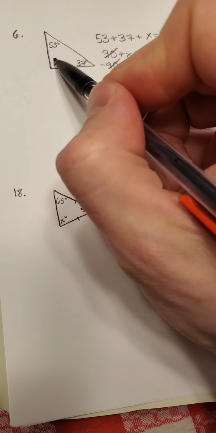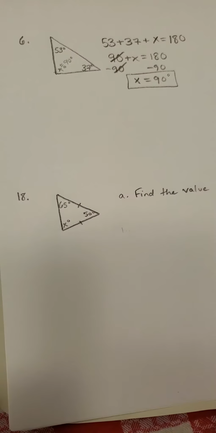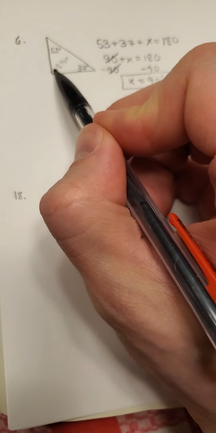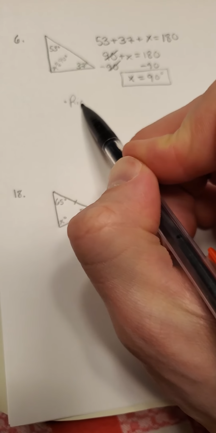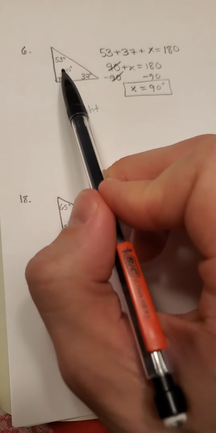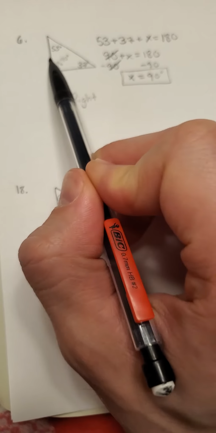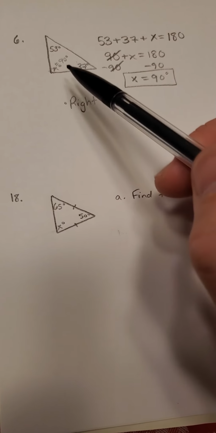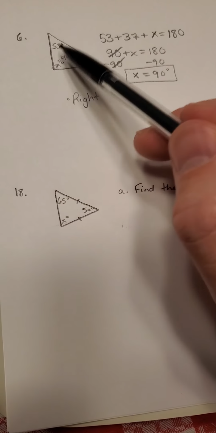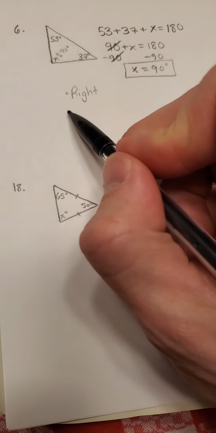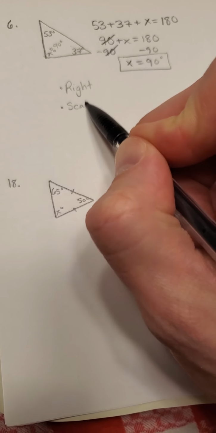So knowing that this is 90 degrees, it says classify the triangle. Well, if we have a 90-degree angle, we've got a right triangle. So I'm just going to write that it's a right triangle. And then is there anything else? Well, we don't have the same angle measures, so the sides across from those angles are not congruent. We don't have any congruent sides nor congruent angles, so we could say that this is also scalene.